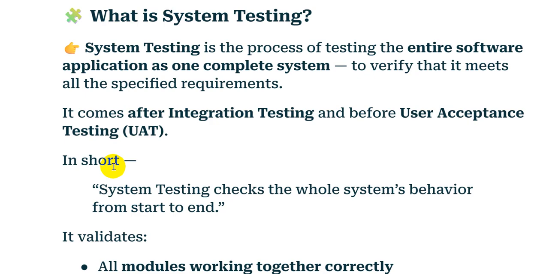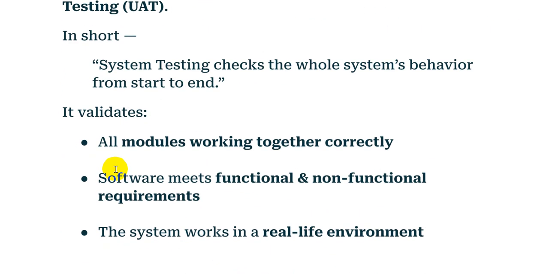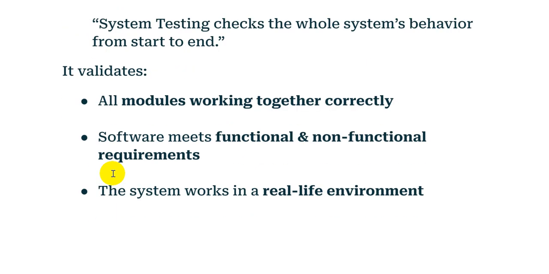Now, when can we perform system testing? System testing is performed after integration testing and before user acceptance testing. So, what kind of things can we validate as part of system testing? Here we can test all modules together and check that all modules work correctly together. Then we can also check that the software meets the functional and non-functional requirements provided by the client. That is one more validation we can do as part of system testing.